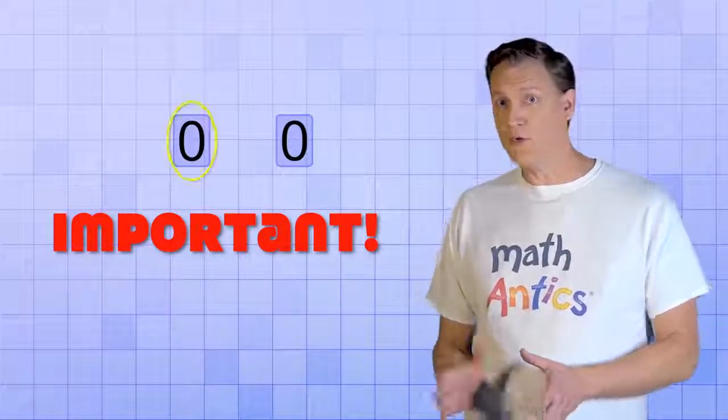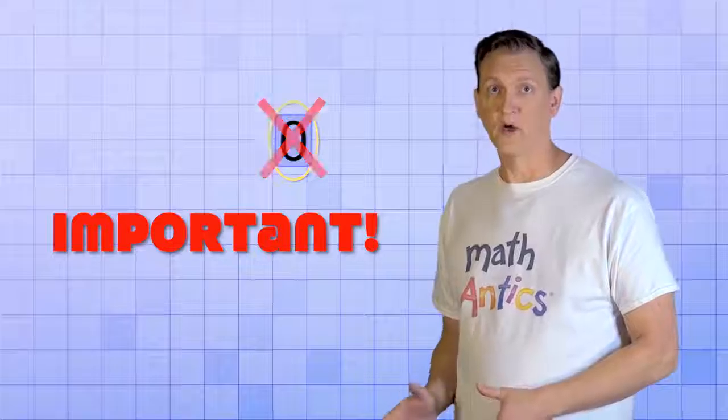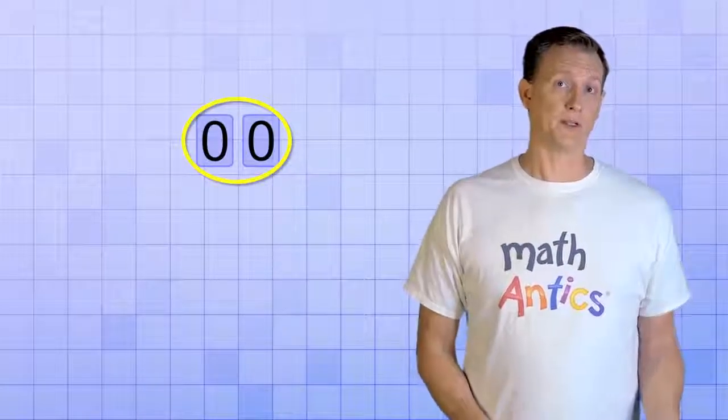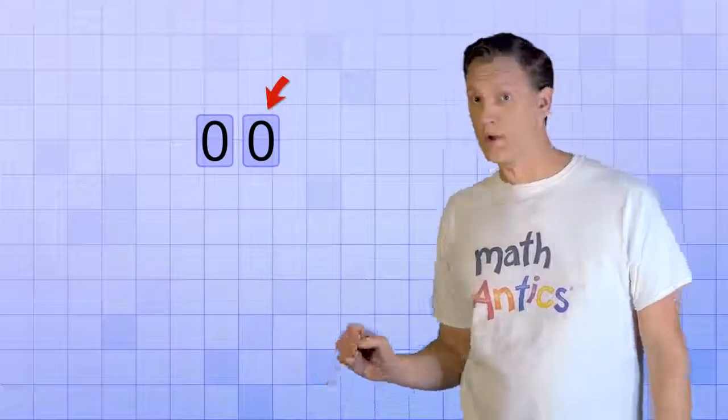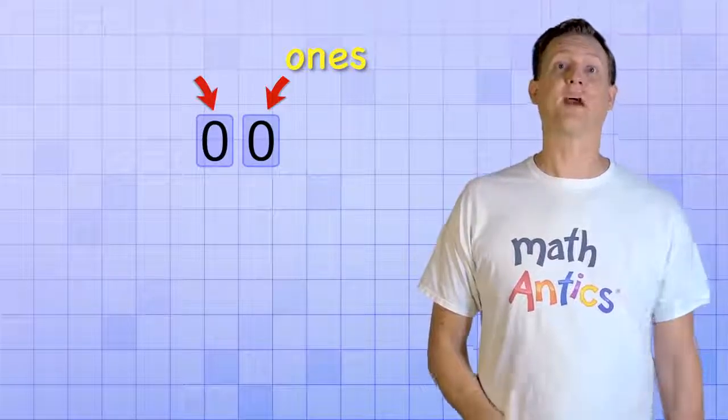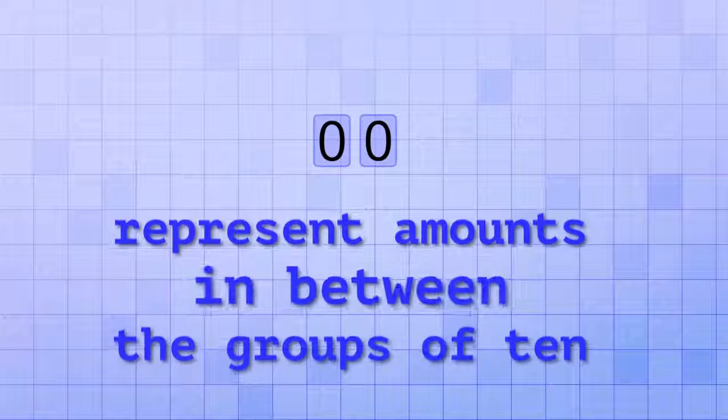We're not going to use the new number place instead of the old one. We're going to use it alongside of the old one, so that we have one number place for counting by ones and another number place for counting by tens. Using these two number places together lets us represent amounts that are in between the groups of 10.